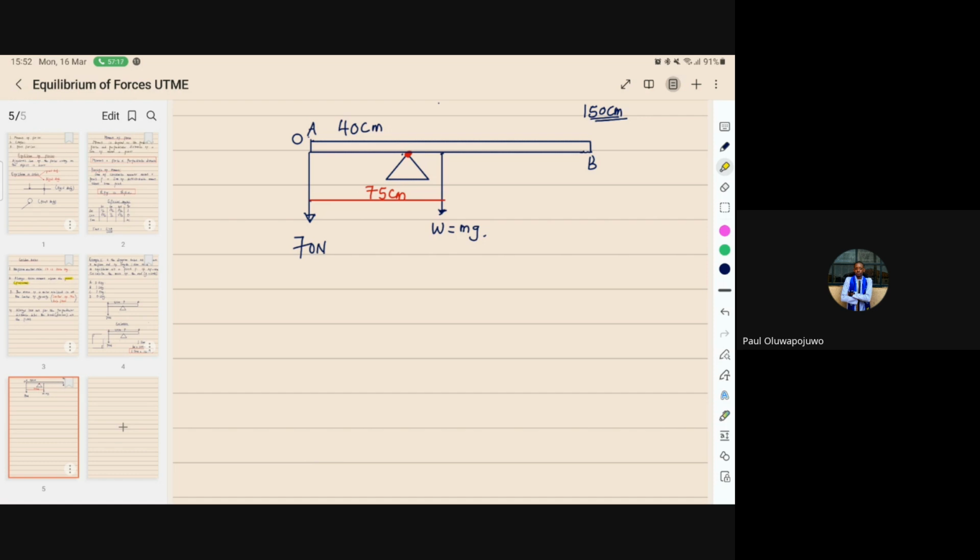The force will push it towards... What's the direction now? Anti-clockwise. It's going anti-clockwise. Now, that will bring us to something. And what does it bring me to?